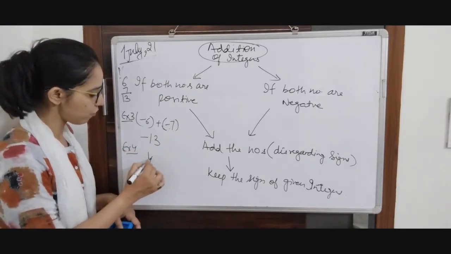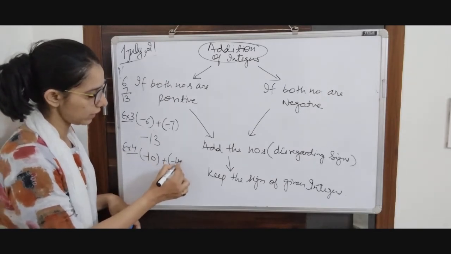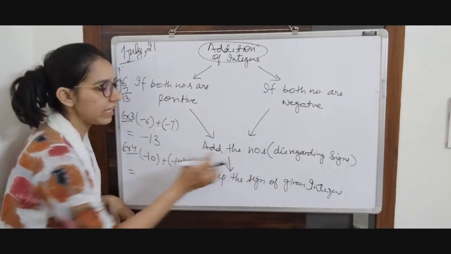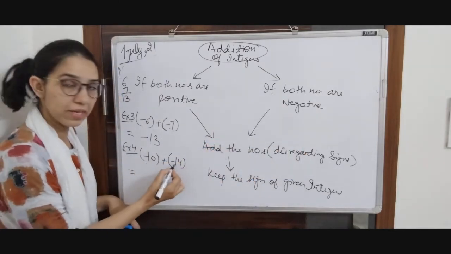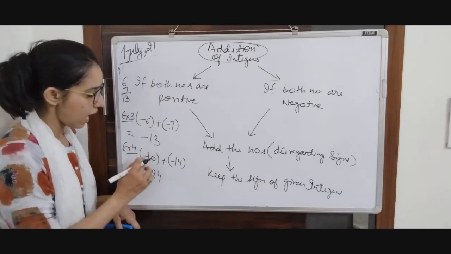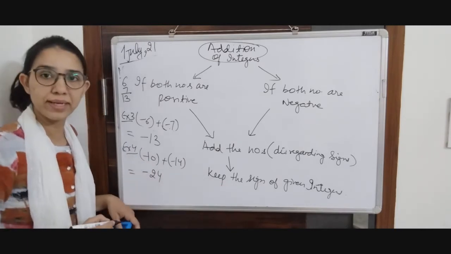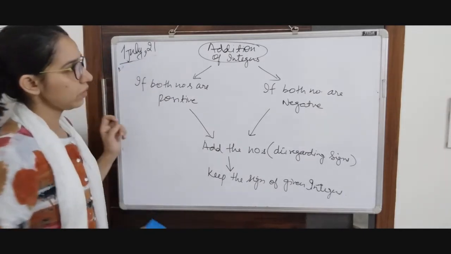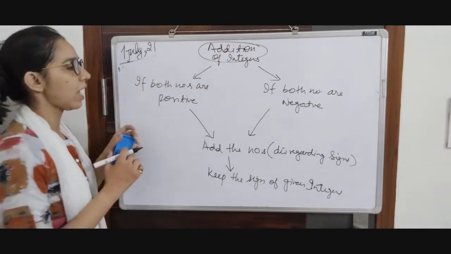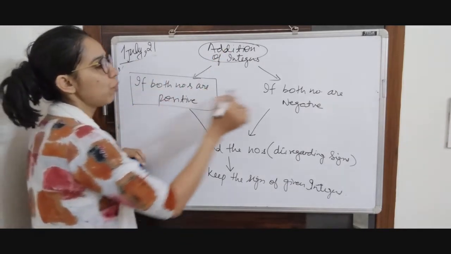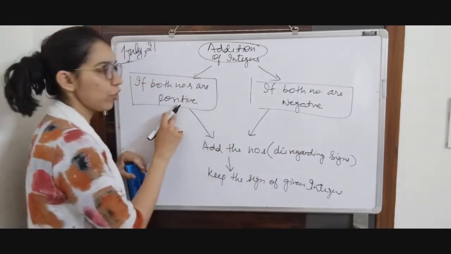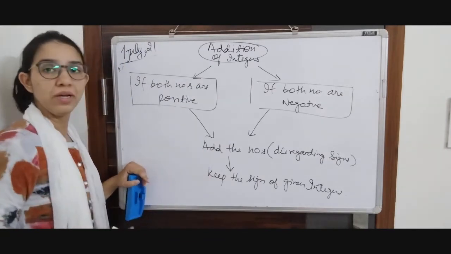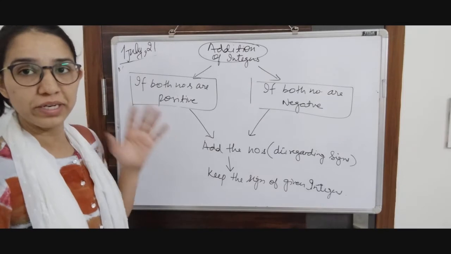Again, suppose we have minus 10 plus minus 40. What will happen? Both numbers are negative. I will add the numbers disregarding sign. So it is going to be 10 plus 40, that is 50. And I will keep the sign, that is minus 50. So this is how we are doing the addition of integers if both numbers are positive, and if both numbers are negative. Simple, you will add the numbers and you will keep the sign of given integers.